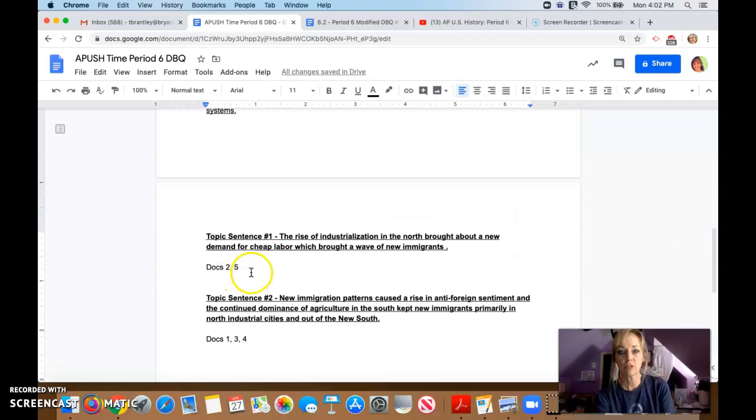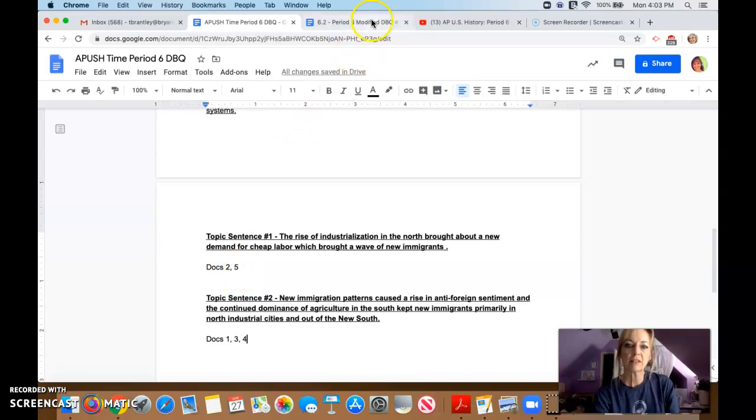And I'm going to use those in the body of my paragraph, and we're going to talk about that in just a minute. And remember, when you use the documents, you use that acronym SICK, where you're going to summarize the document, you're going to illustrate how it supports this claim, which your claim is your topic sentence, and then you're going to cap the document, and then you're going to move on to the next document. So I would do that for document 2, and then I would do that for document 5.